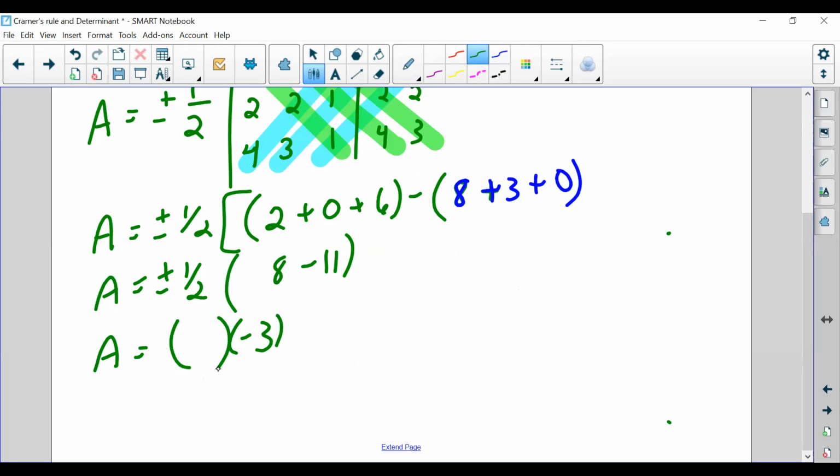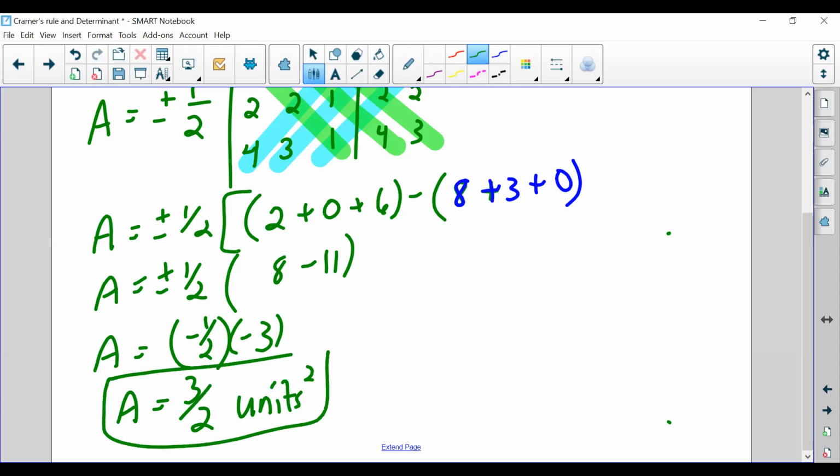So should I multiply by negative 1/2 or the positive 1/2? Negative 1/2, so I can get a positive answer. So A is equal to 3/2. And since this is area, whatever that unit of measurement is, squared. So units squared, and that is it. That's our area formula: plus or minus 1/2 of the determinant made by the three vertices, with that placeholder of 1s in your last column.